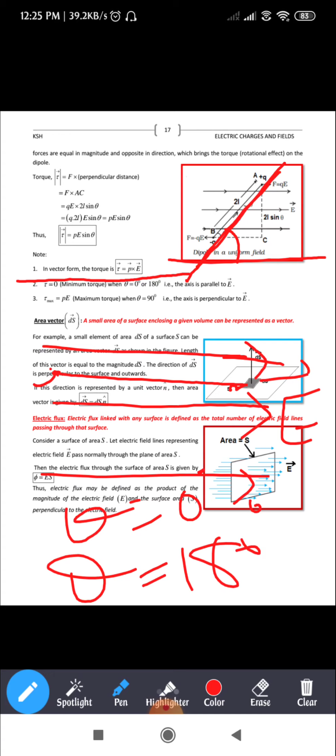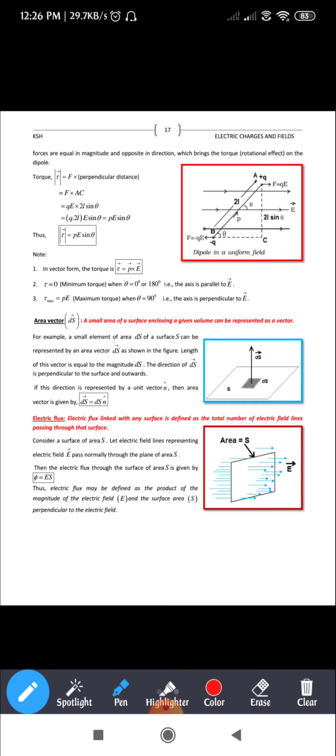If that is the case, what happens? The torque will be minimum, because sin 0 is 0, and sin 180 is also 0. So hence the torque experienced will be equal to 0. Whenever the electric dipole is placed parallel or anti-parallel to the field, the torque experienced by the electric dipole is 0.